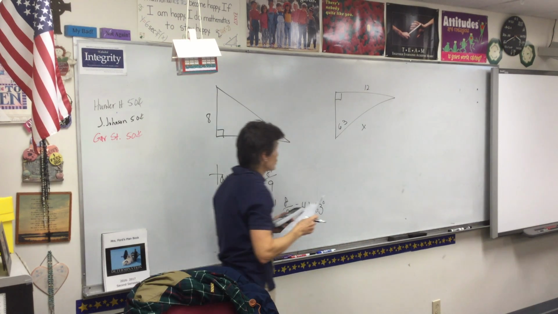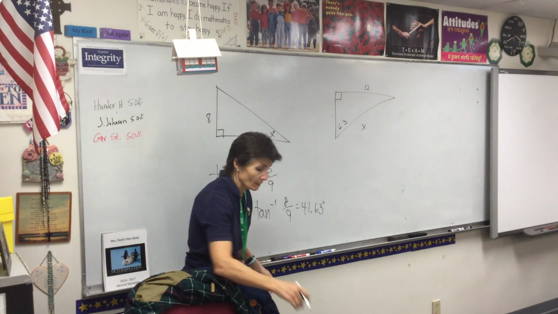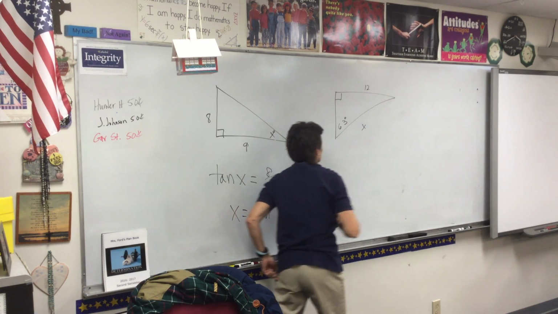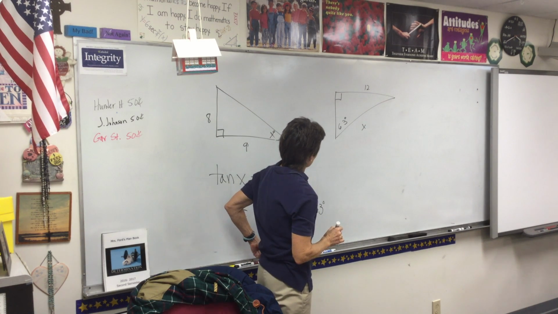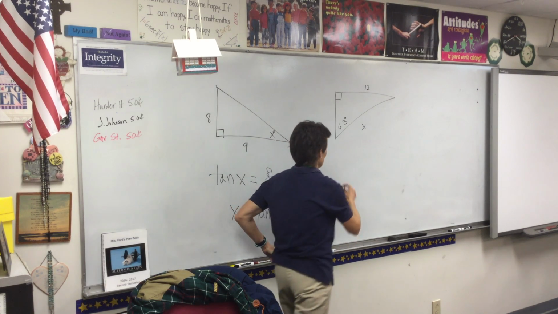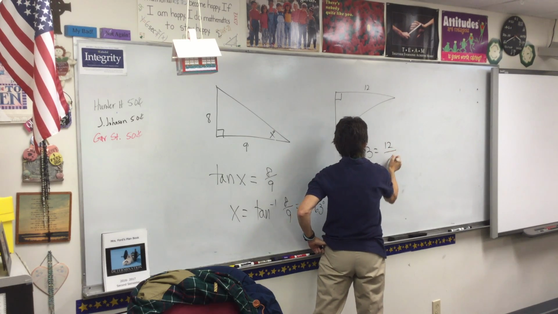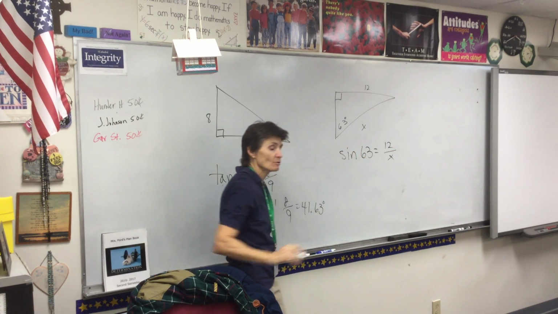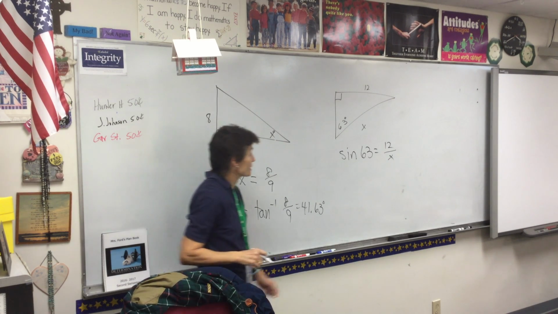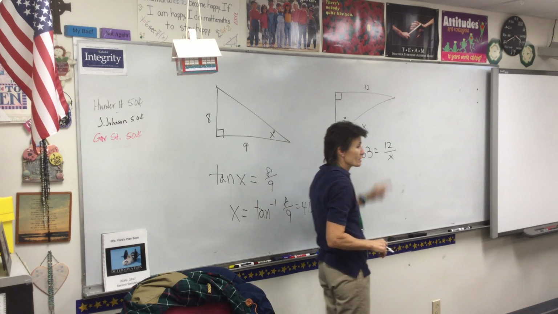You're gonna write an equation for that picture, and what's it gonna be? Sine? Sine 63 equals 12 over x. Does everybody understand why he said sine? He's right. Sine is opposite over hypotenuse.